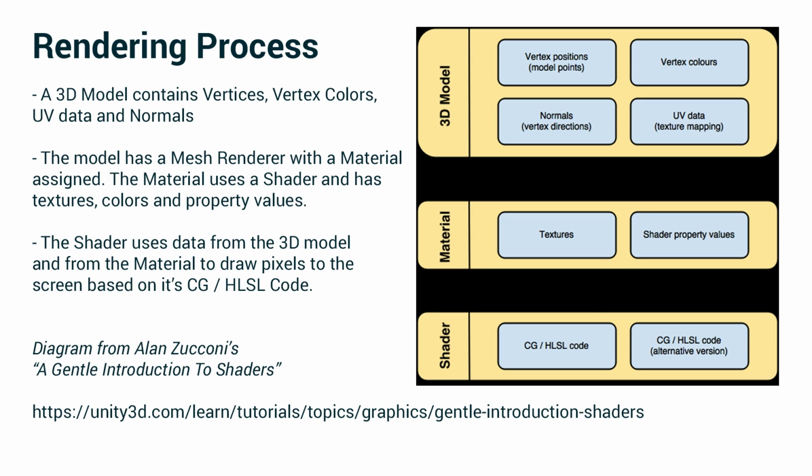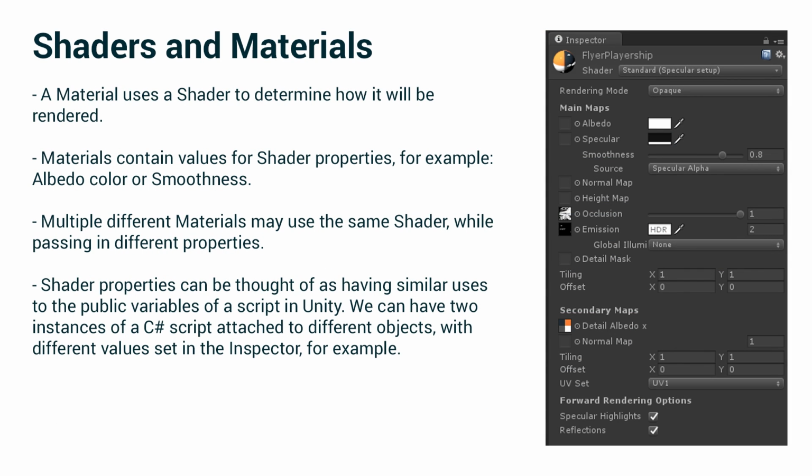The shader uses the data from the 3D model and from the material to draw pixels to the screen based on its CG or HLSL code. I took a diagram here from Alan Zucconi's excellent and short A Gentle Introduction to Shaders article, which you can find at the URL on your screen. It's a nice place if you want to get, as the title says, a gentle introduction to shaders.